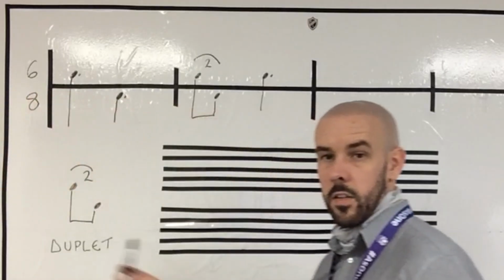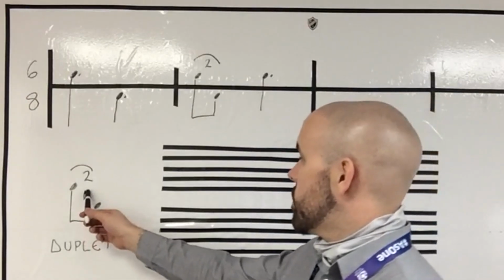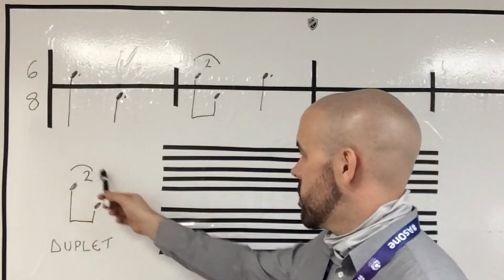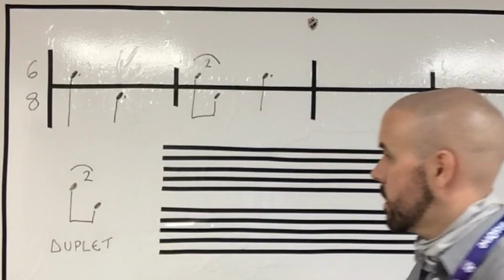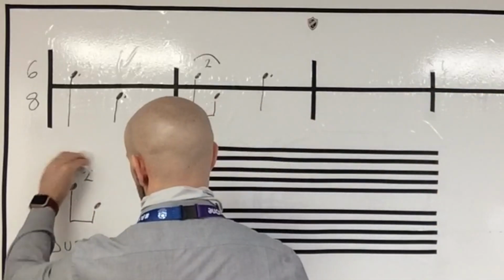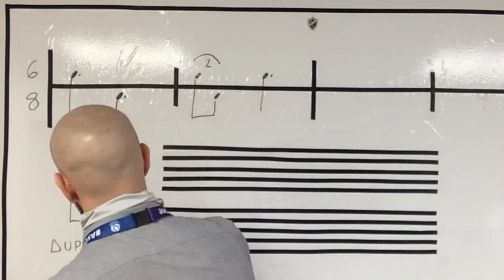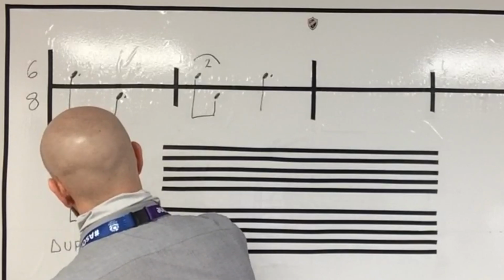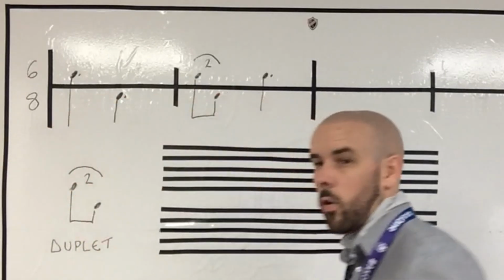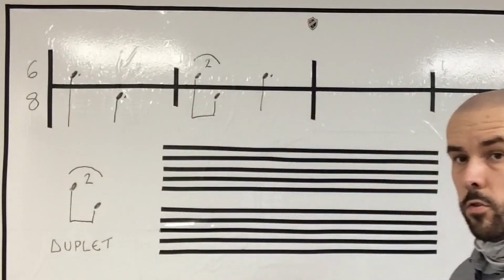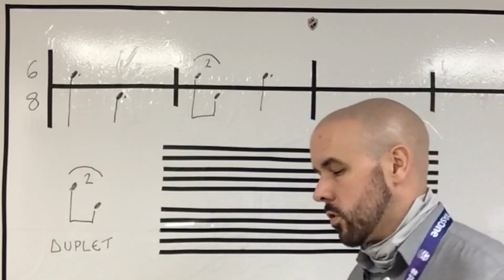A duplet, that's it there. So, a group of notes with a number 2 with a small arc over the top. I'm going to make my arc a little bit better in here because that's a bit rubbish. So I'll do the 2 there, and the arc needs to enclose all the notes that are going to be within your duplet. So think back to the triplet.